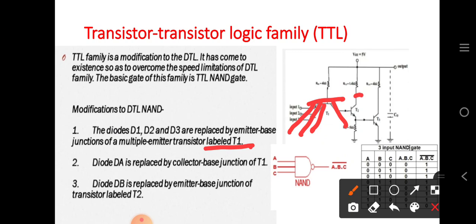Now the diode DA is replaced by the collector base junction of T1. There was a DA here in the DTL circuit. Now this DA is replaced by T2, and the diode DB is replaced by the emitter base junction of the transistor labeled T2. So I think the concept is clear to everyone, how we can design the TTL and how you can compare the DTL and TTL. So let's move ahead.